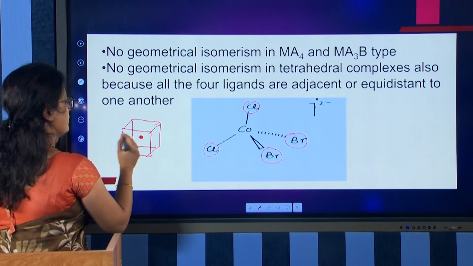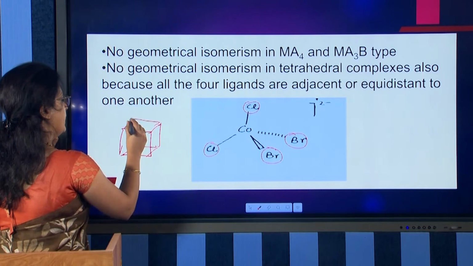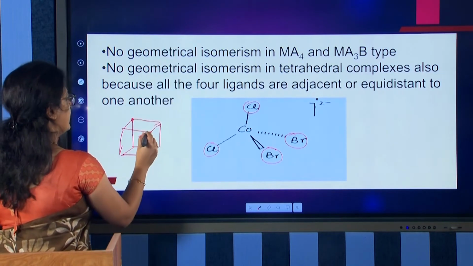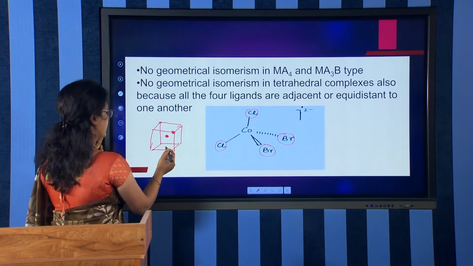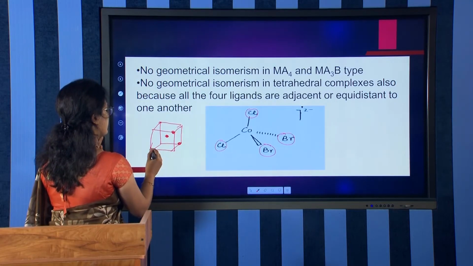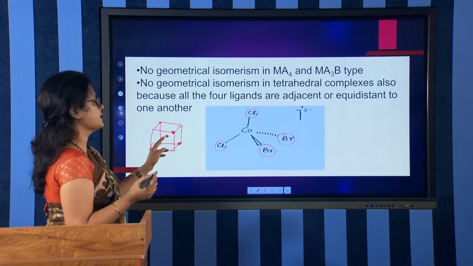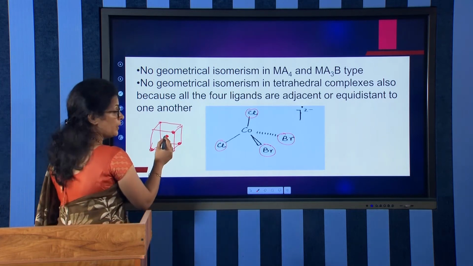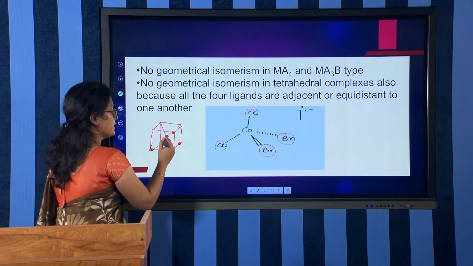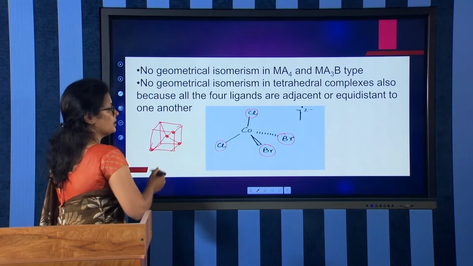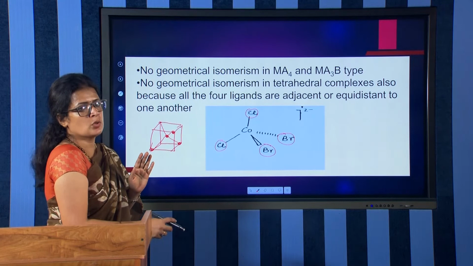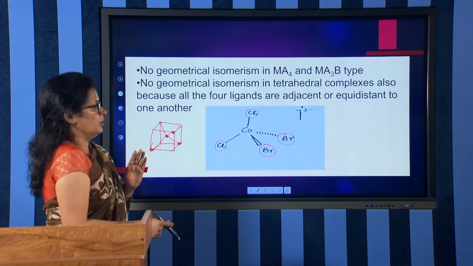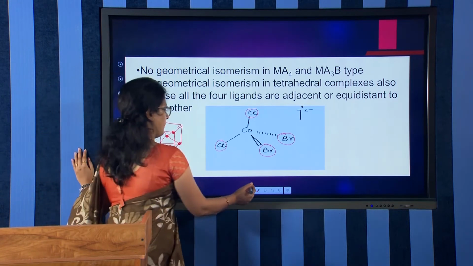This is the central metal atom and one ligand is there, one ligand is here, another ligand is here, and another ligand is here. How can we say this is a cis and trans form with respect to the central metal atom? We can't say this is cis and this is trans. So, in tetrahedral complexes no such geometrical isomerism is possible.